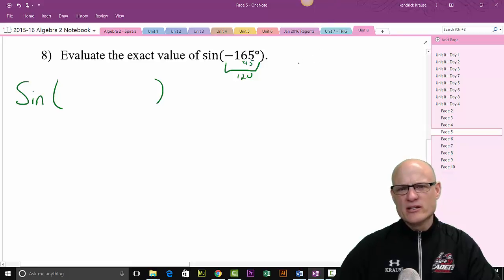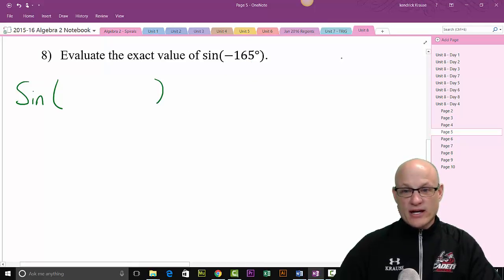Maybe I can come up with a different way instead of adding, because I was trying to add those together. Let's try subtraction. We know we got to use 45. So maybe we can take 45 and we'll take, let's see, how far away? How about we subtract off 200?